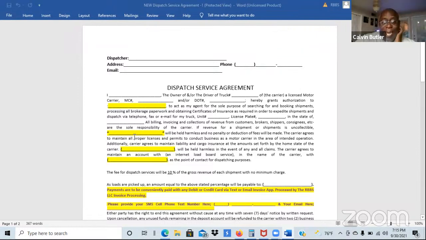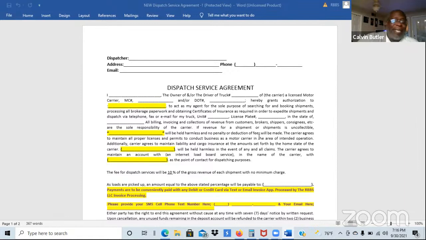The carrier agrees to maintain all proper licenses and permits to conduct business as a motor carrier in the area of intended operations. Additionally, carrier agrees to maintain liability and cargo insurance at the amount set forth by the home state of the carrier. All right, let's stop right there for a second. You notice here it talked about all the legal stuff that a carrier must maintain. That's all on them. This is why dispatchers do not need an authority, okay? Because you're not required to have an authority. You're not required to have a bond or insurance, but all that is what the carrier must carry, okay? You are working as an agent of the carrier you have under contract, okay?